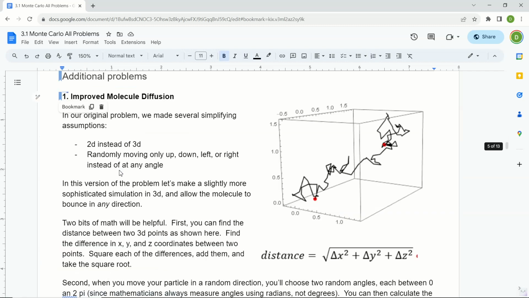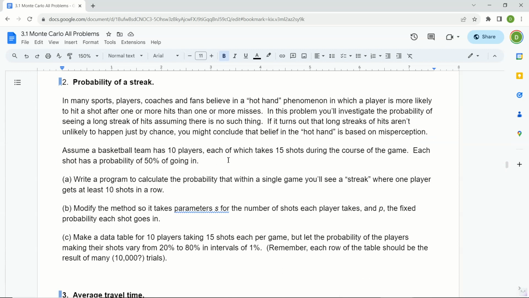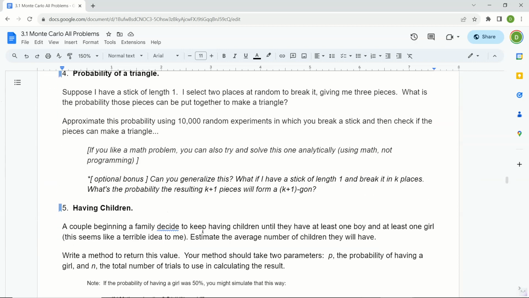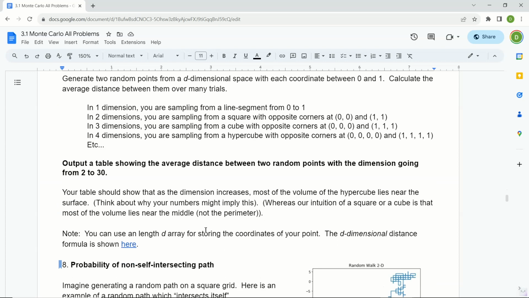If some of you are interested in adding back in the complexity of 3 dimensions and random directions, that's what this is about. So you can do the molecule diffusion problem in its original setting. There's one about the phenomenon of the hot hand in basketball, where a player is more likely to get a shot after 1 or more hits. And so we could sort of see experimentally, is that a phenomenon? This is a problem from the robotics team. This is how I think is the right way to think about strategy in robotics. Probability of a triangle, having children, some other ones.